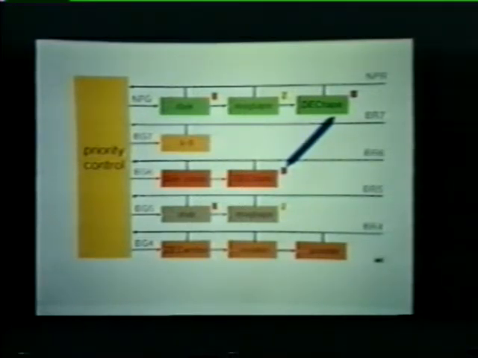Notice that the factor determining the NPR priority differed from the factors used in assigning BR priorities. Thus, the disk has the highest NPR priority, but the deck tape has the highest BR priority. At this point, let's briefly review our entire priority structure.